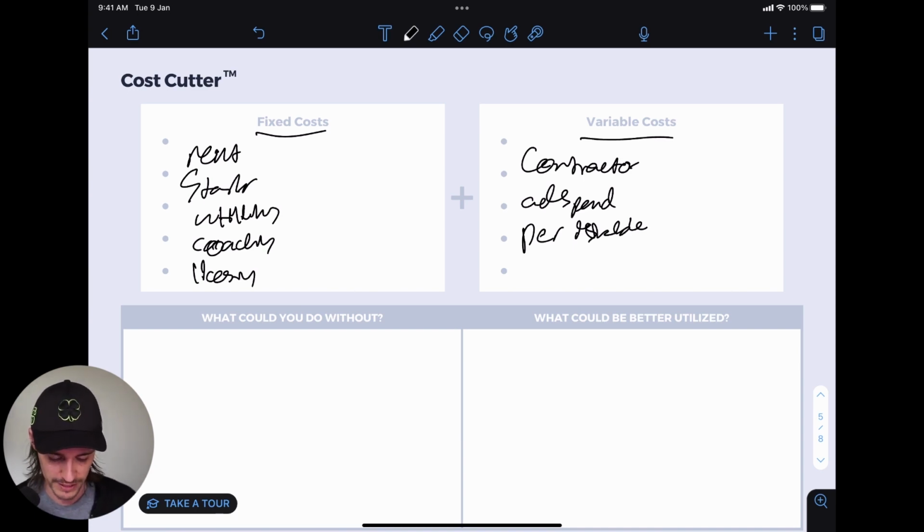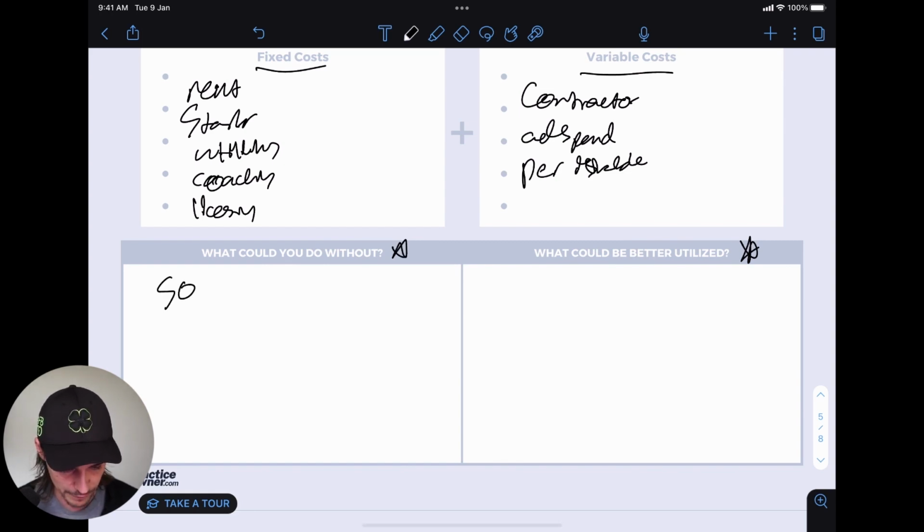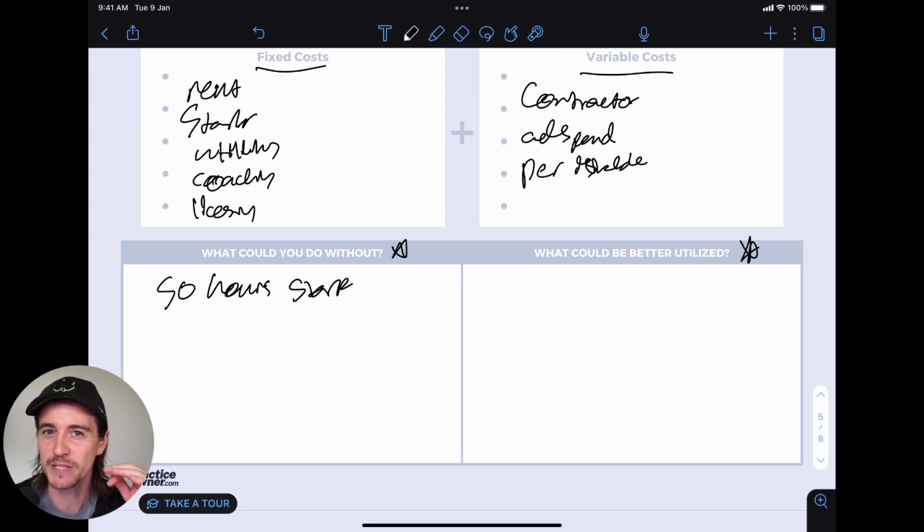So looking at all of these, fixed costs and variable costs, what I want you to do on the left-hand side here is fill out what you could do without, and on the right, you're going to write what could be better utilized. So for example, maybe right now you have 50 hours of staff, but you could probably shave off 10 hours. They're not really doing anything. You could probably drop someone to part-time or something like that. So maybe you could do without 50 hours worth of staff and just have 40 hours worth of staff. That would save you in costs.